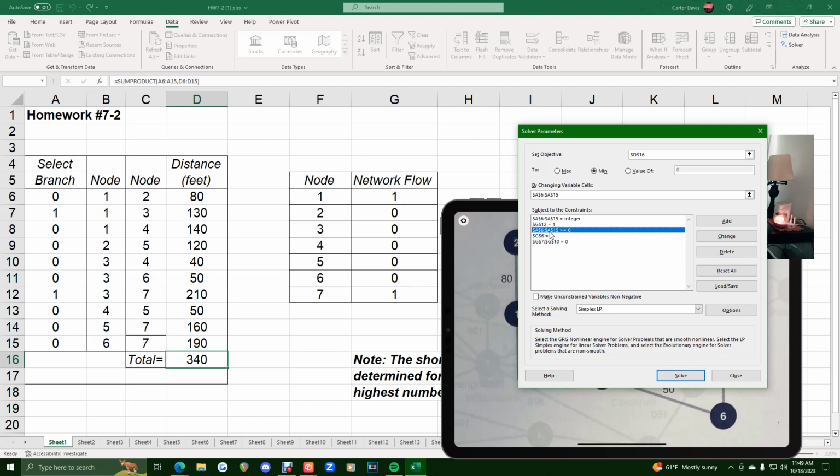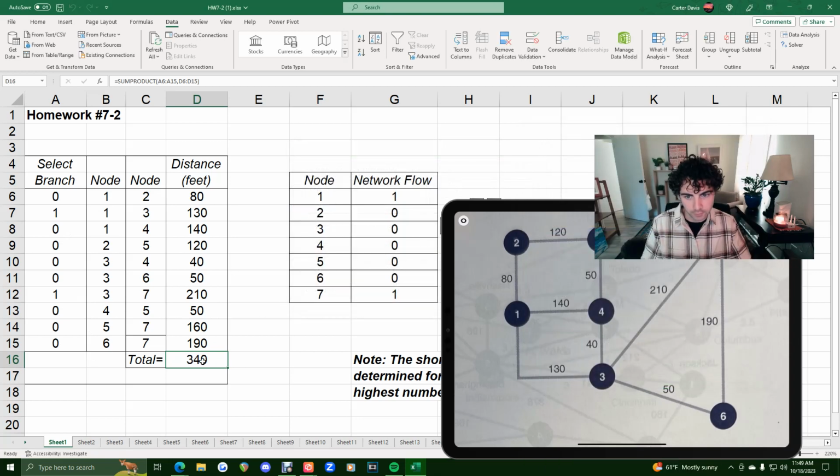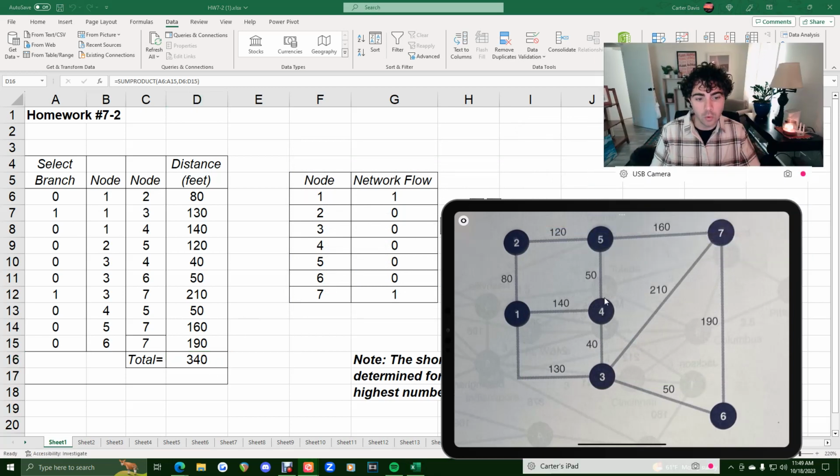And then you also have to say that A6 through A15 have to be greater than or equal to 0. So these branches here have to be 0s or 1s, so greater than or equal to 0. Then when you hit Solve, you hit OK, you get 340. So 340 is our shortest distance from 1 to 7, and they tell you which routes you have to take.